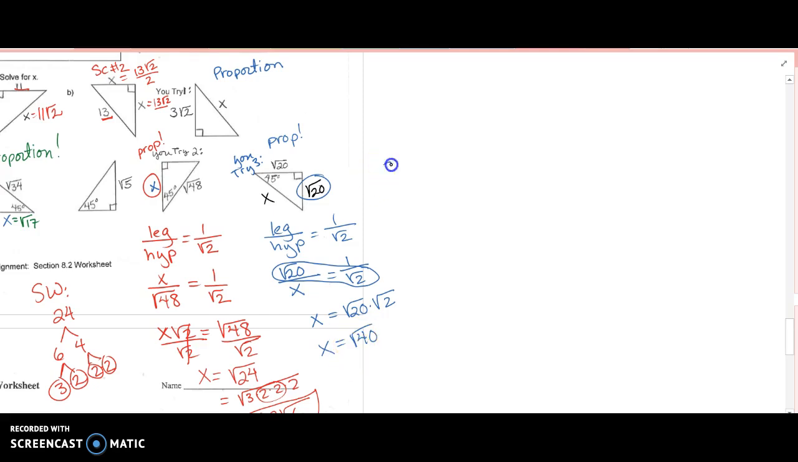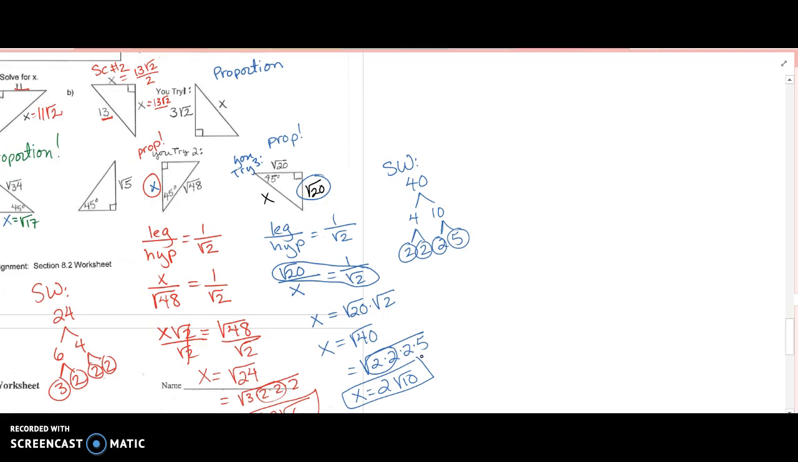Heck no. We get to do the factor tree again. 40 breaks down, friends. 40 breaks down into what? 4 and 10. So 2 and 2, 2 and 5. It looks like 3 2s and a 5. So my final answer is 2 square root 10 is what my hypotenuse is.